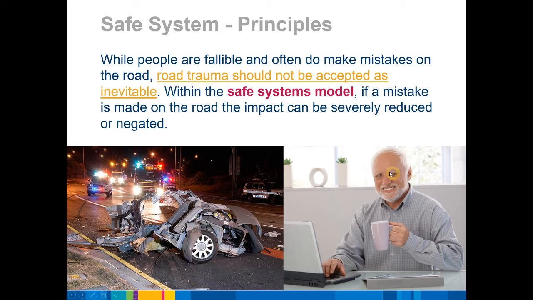I've sort of incorporated the Hard Luck Harold meme with this picture to try and encapsulate that this is not okay. What's happening here? We should not view this as just being okay. And that's what the safe system model is trying to do. So instead, we try to say if a mistake is made on the road, the impact can be severely reduced or negated if we use the safe system model. That's the plan.